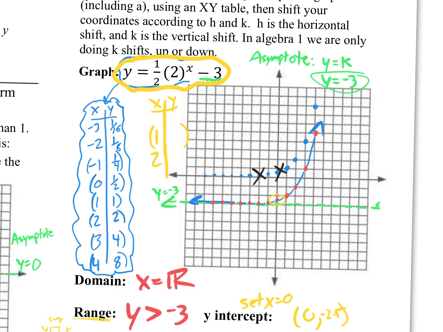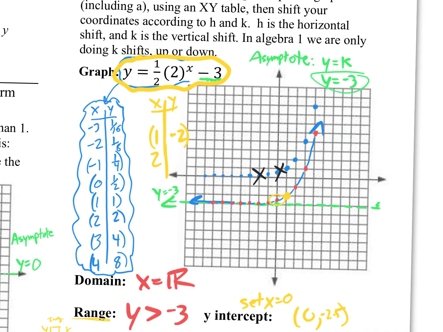If I plug in 1 into here, what's 2 to the 1? That's 2. And what's 2 times half? That's 1, right? Half of 2 is 1. And 1 minus 3 is a -2. So when you plug in a 1, you get out a -2. And that's an actual coordinate. You don't need to shift anything anywhere. That's an actual coordinate. Let's go to the coordinate 1, -2. 1 on the X, -2 on the Y. You end up right there at that yellow dot, okay?